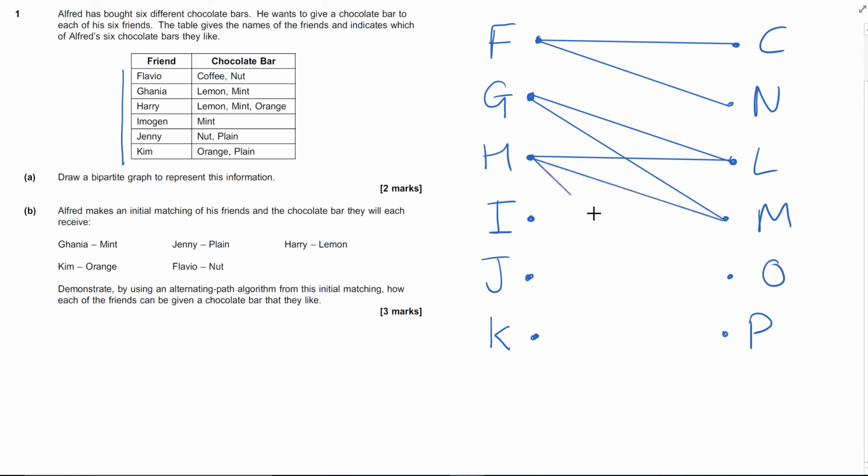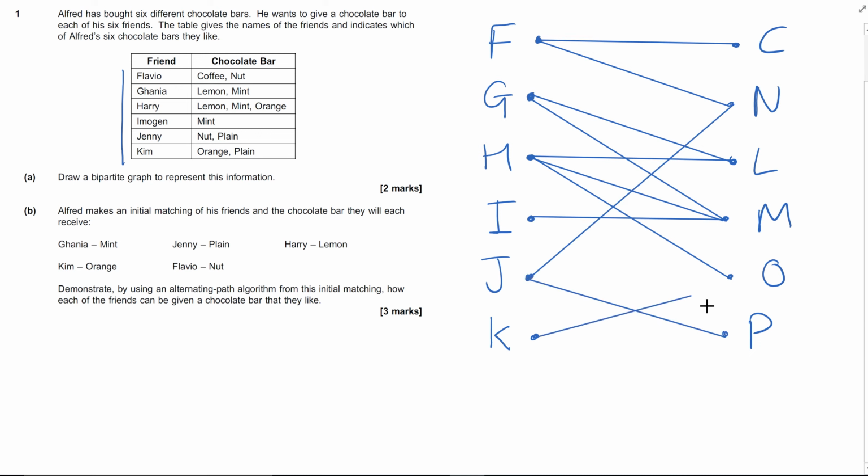Now, in your exam, obviously you've got the choice of doing this freehand or doing it with a ruler. You won't lose marks if you don't use a ruler, but I do think that it just makes it look a lot neater. It's a lot easier to mark than a scruffy one of these. So Jenny with nut and with plain, and Kim with orange or plain. So that's our bipartite graph for the first 2 marks there. Quite straightforward, as long as you've revised and remembered what the bipartite graph is.